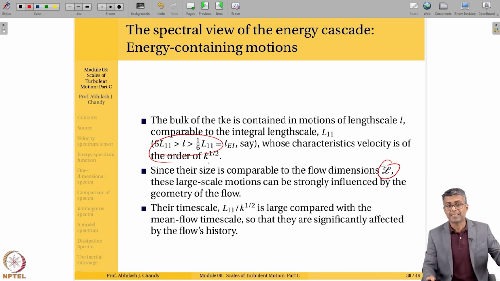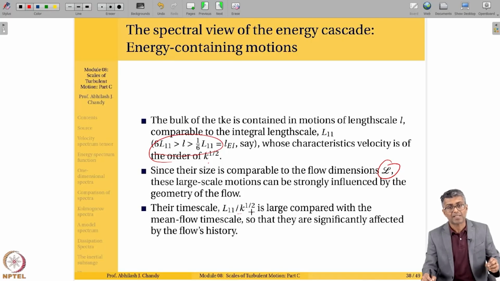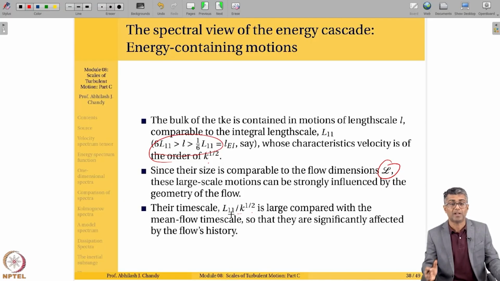All right. There is a time scale here as well. That integral time scale scales with L11 over k to the half. Why? Because it is length over velocity, and velocity is k to the half. So it is L11 over k to the half. Now this is large compared to the mean time scale. In that sense, the mean flow time scale includes all the time scales, right? So this is a large time scale. And in that sense, they are significantly affected by the flow's history, because this is a very large time scale. So the flow history does matter.